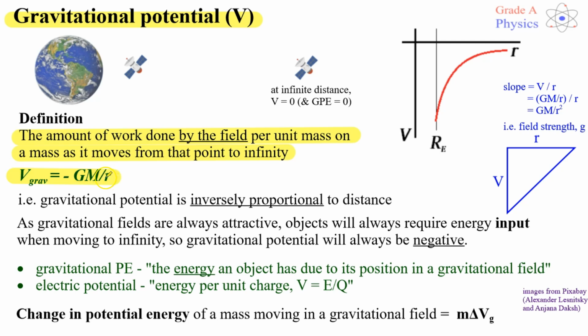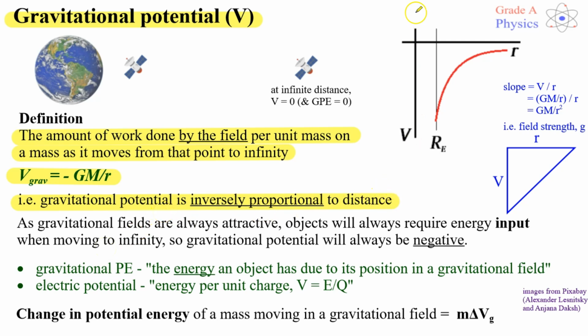Okay, so it looks very similar to our expression for little g, but that was divided by r squared. Now we could derive where this comes from, and we'll look at that later on. But the key thing to realize here is it's not an inverse square relationship, it's inversely proportional. So gravitational potential is inversely proportional to distance.